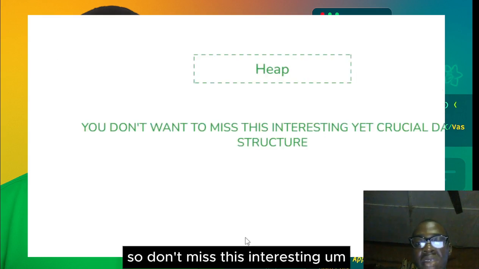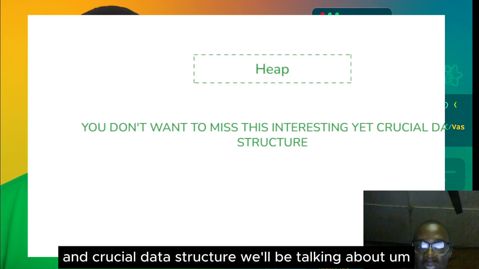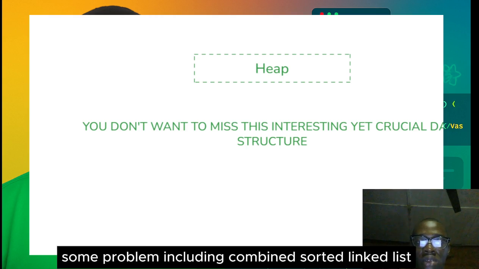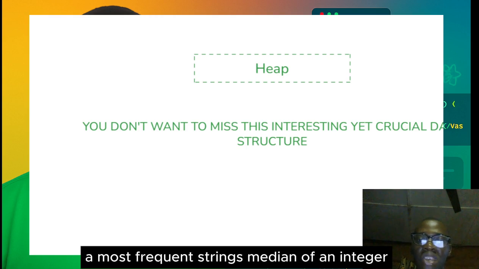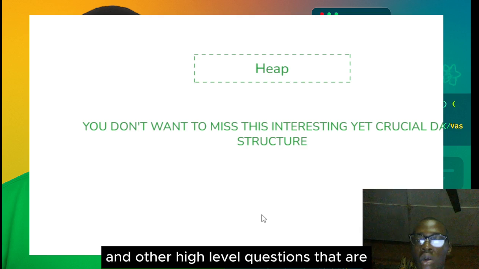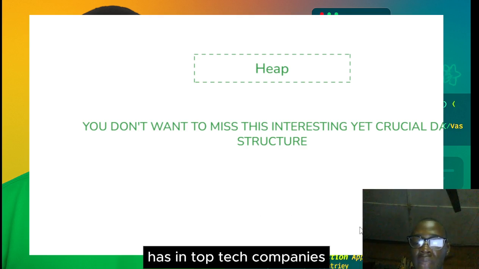So don't miss this interesting and crucial data structure. We'll be talking about some problems including combining sorted linked lists, k most frequent strings, median of an integer stream, and other high level questions that are asked in top tech companies.